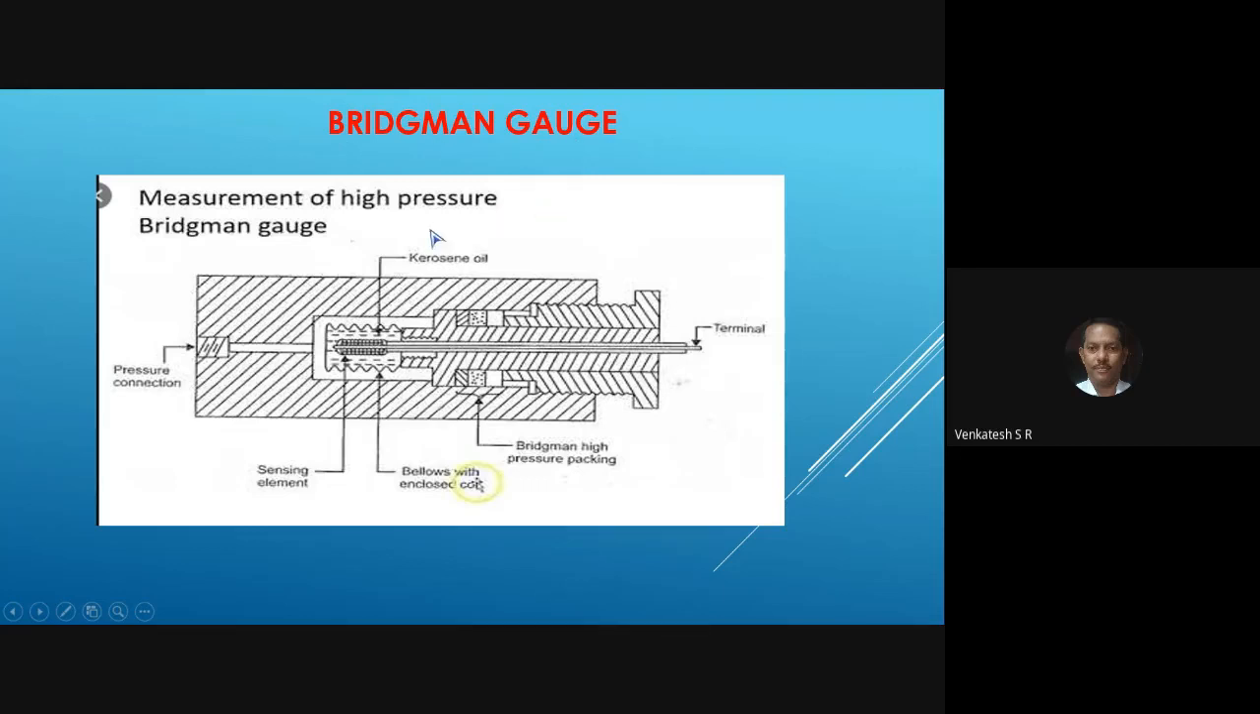And all of you observe here. This is the shell manufactured from stainless steel or low carbon steel. This shell is manufactured from stainless steel or low carbon steel. All of you observe here.